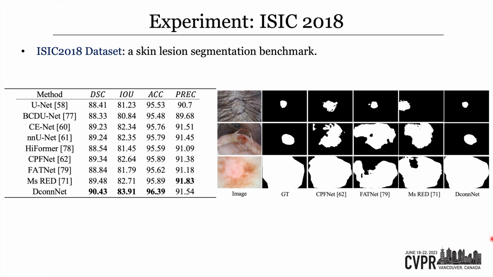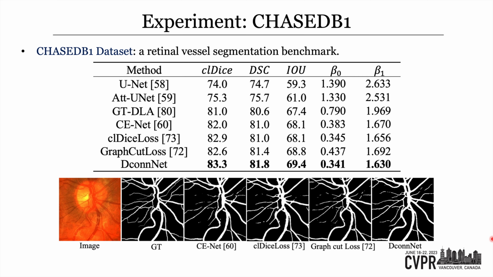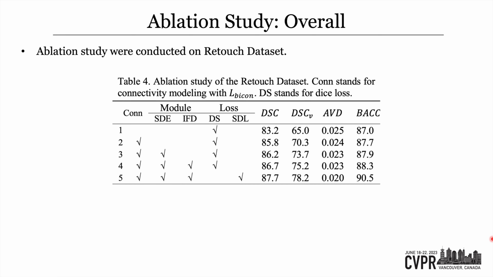The second dataset we used is the skin lesion dataset ISIC 2018. Similar results can be found both in the table and the visualization. Last, we tested our model on a topologically sensitive dataset, the CHASE DB1 retinal vessel segmentation dataset. Again, our model did the best work on all metrics, especially the topology-based metric clDice, and gave the best visualization result. Here are the overall results of the ablation study on different components of DCONNet on the Retouch dataset.